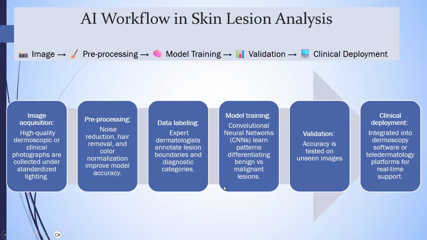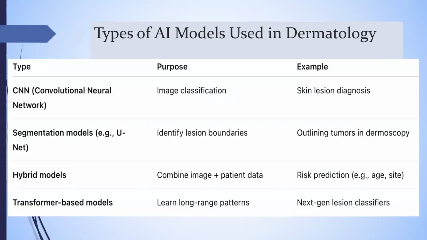And then model training: convolutional neural networks learn patterns differentiating benign versus malignant lesions. And then you have to validate it. Any research or study without validation is useless. So accuracy is only tested on unseen images. You have to validate it multiple times.